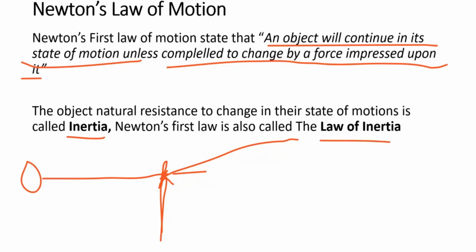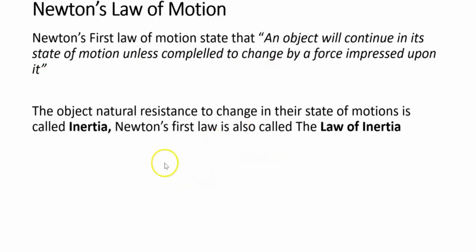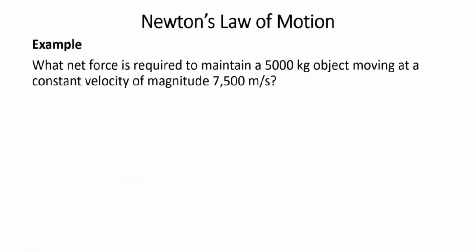So, in summary, Newton's first law of motion states that an object will continue in a state of motion unless compelled to change by a force impressed upon it. Okay, so let's look at some examples from the first law of motion.